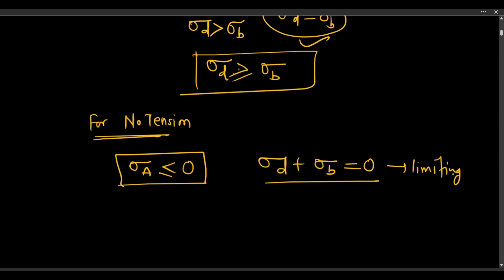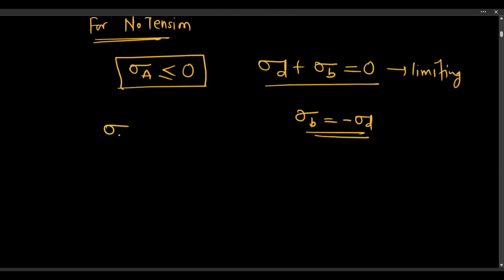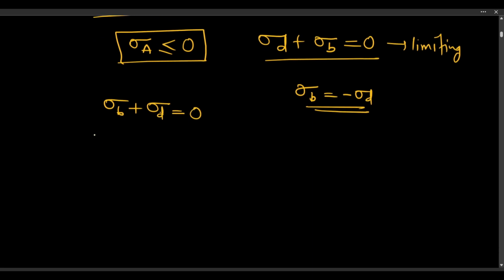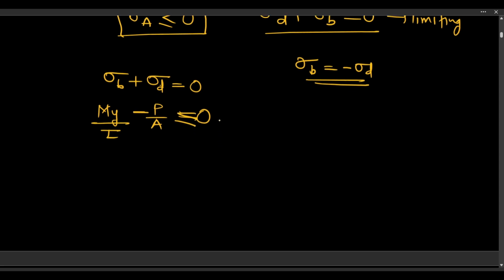So from that we can say our bending stress is equal to minus the direct stress. For the limiting case, we only have to understand that the sum of bending stress and direct stress is equal to 0. The direct stress is always minus P by A, because of the compressive load, and bending stress is M y by I. That is equal to 0, or you can say less than or equal to 0. For the limiting case, we'll see later what our eccentricity for the column should be.